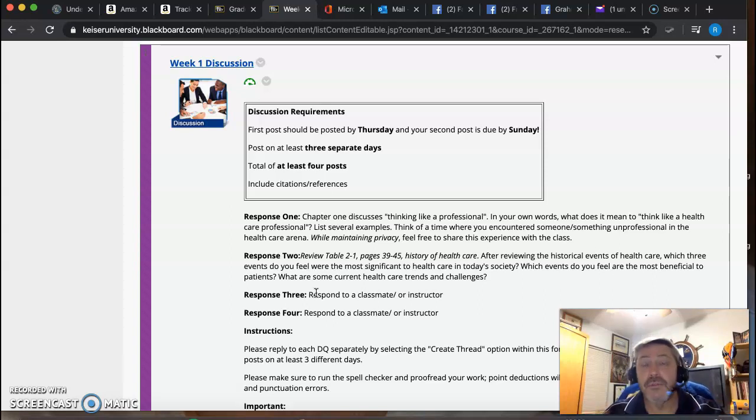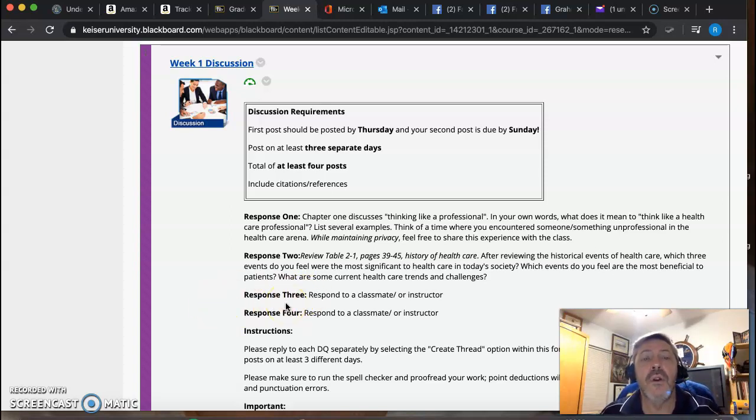Now, those of you who do not post the required number of posts, it's going to affect every section. Because I'm grading everybody else based on 4 separate posts on 3 separate days, I have to be fair with the grading. So if you're not posting the required number of posts, I cannot give you full credit for those sections, so you will lose points. And I don't want to see that happen.